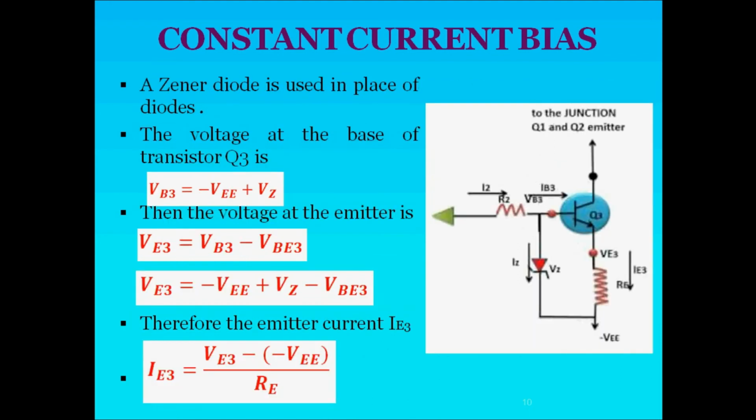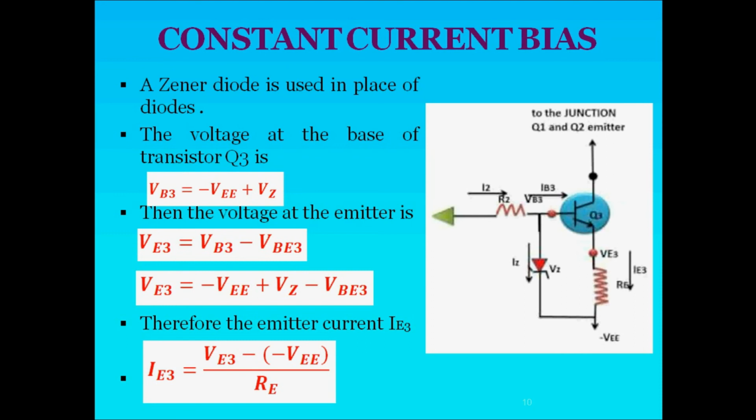The same constant current bias circuit we can design with the help of a Zener diode. What we did is, initially it was resistive, then for thermal stability we replaced the resistors with two diodes, and now we are replacing both the diodes with a Zener diode. The same equation will be there, with VZ in place of 2VD. Now we have the VZ voltage drop across the Zener diode.